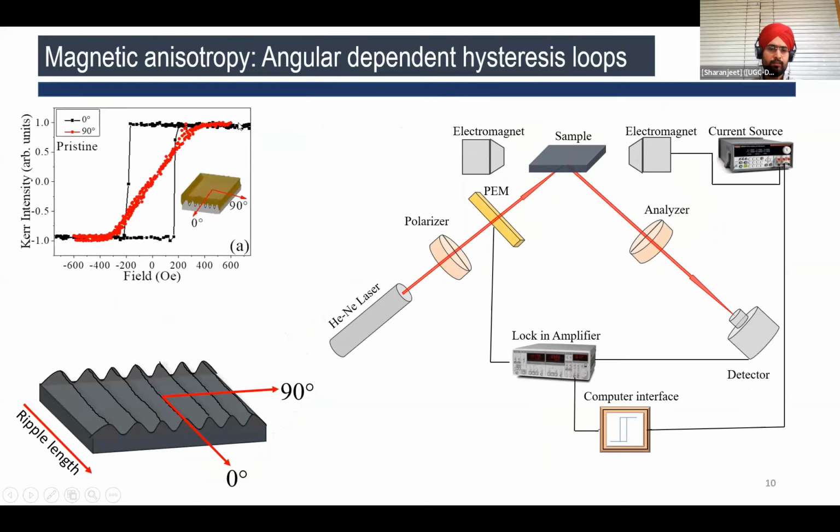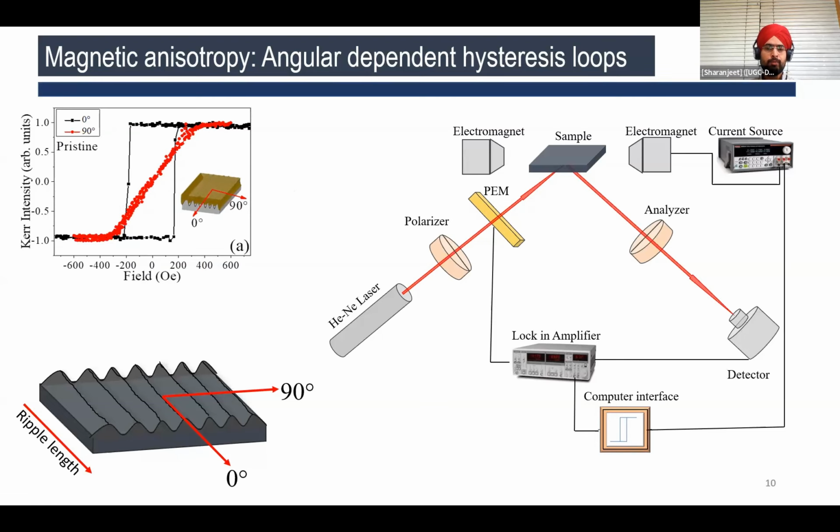Here we can see the MOKE loop obtained from the pristine sample, which shows the magnetization behavior along and perpendicular to the ripple direction, and we have successfully induced the magnetic anisotropy in the polycrystalline cobalt film. The magnetic easy axis lies along the ripple length, which is the long axis here.